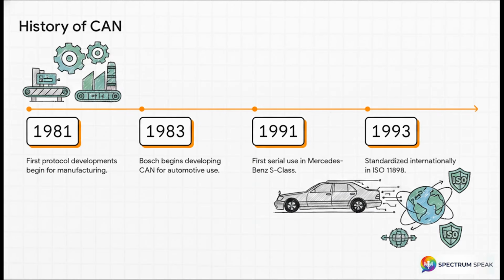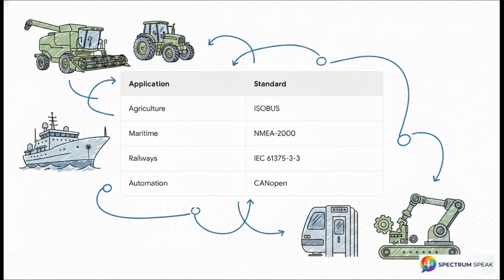The big, real-world proof of concept dropped a decade later in 1991, when CAN saw its first serial production run in the Mercedes-Benz S-Class. It was a massive hit, proving a single digital bus could handle the intense demands of a high-end luxury vehicle. By 1993, it was globally locked in under the ISO 11898 standard, securing its spot as the ultimate blueprint for automotive communication. And because it was standardized, incredibly reliable, and incredibly cheap, the idea spread like wildfire across other industries.